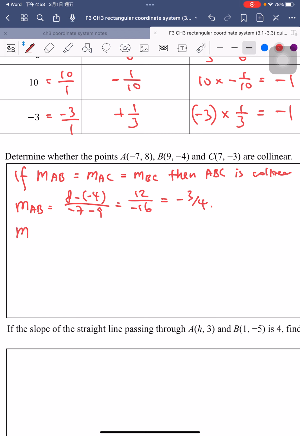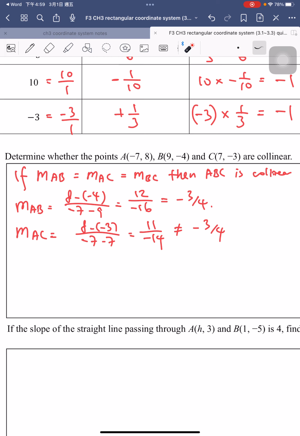So now we can also check for the slope of AC. AC is here. So you can check the change of y, which is 8 minus 3, divided by the change of x, negative 7 minus 7. If you're not sure about the calculation with negative numbers, just use a calculator to help you make sure. So negative 7 minus 7 is not equal to 0. It's actually equal to negative 14. So we have 14 over negative 14. So it's not equal to negative 3 over 4.